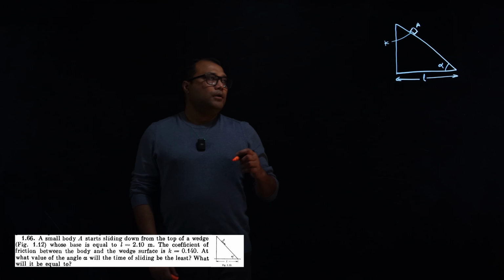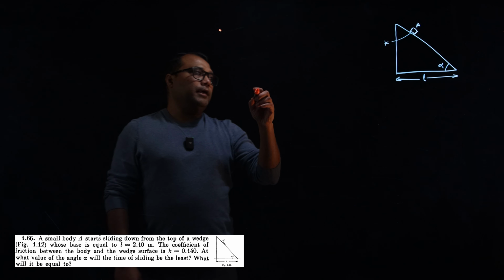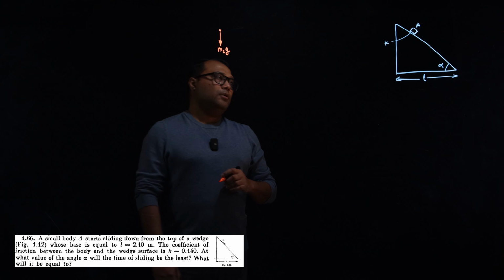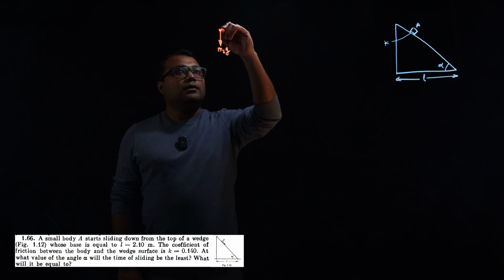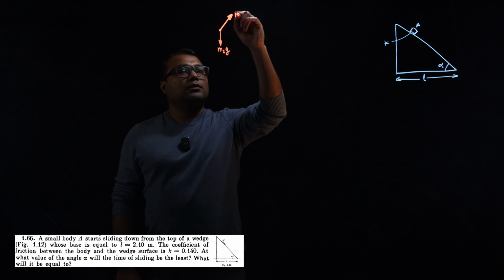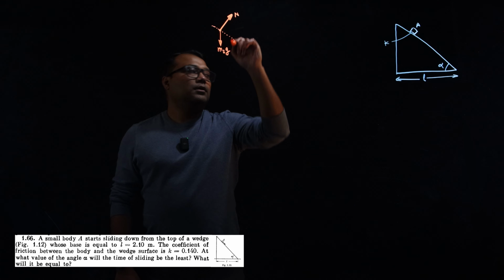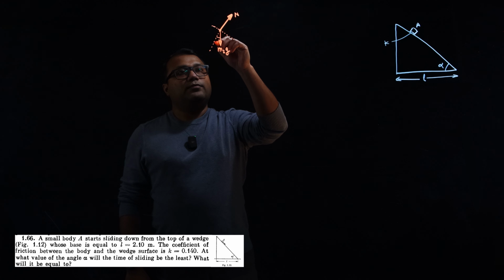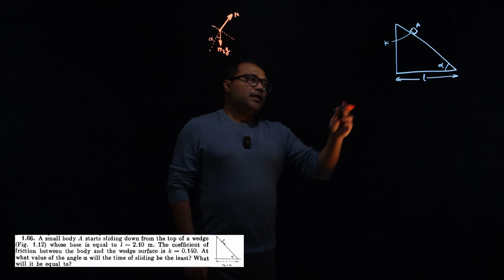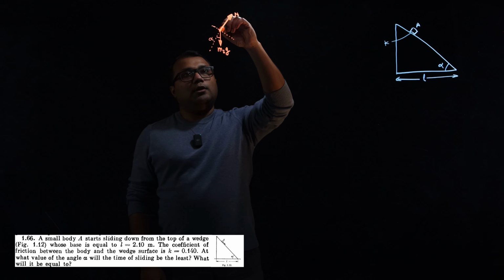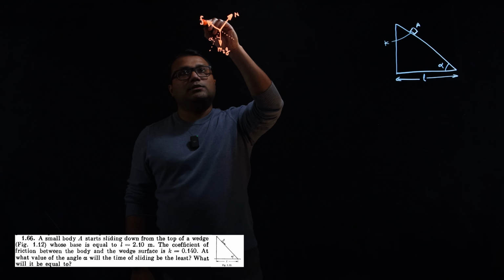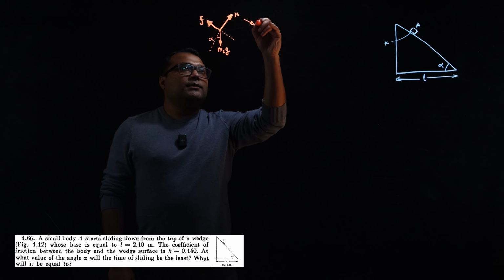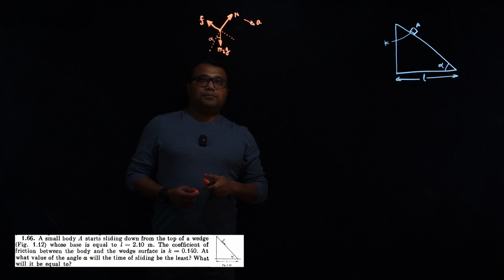So let's draw the free body diagram of A. It has mass m, and weight mg due to gravity. There is normal reaction. This is the surface. Since this angle is alpha, this angle will be alpha. It is sliding down, so friction will oppose the relative motion, so friction is this way. And let's say the net acceleration is a in this direction.